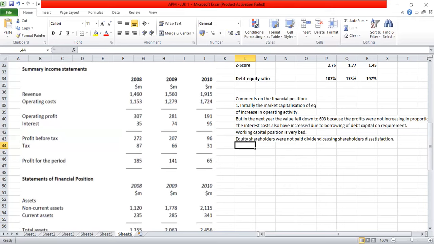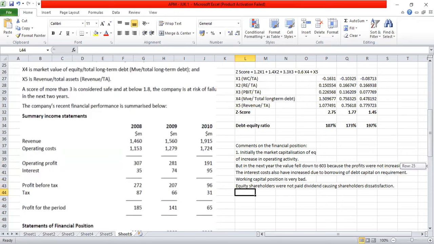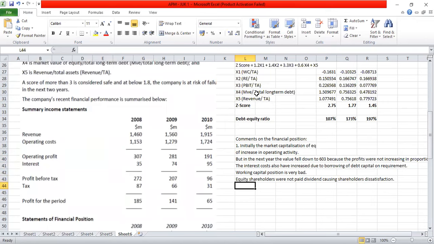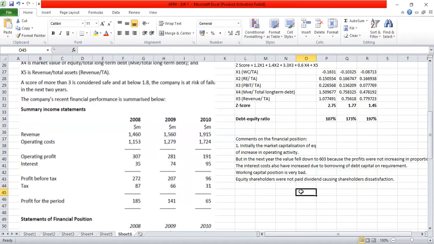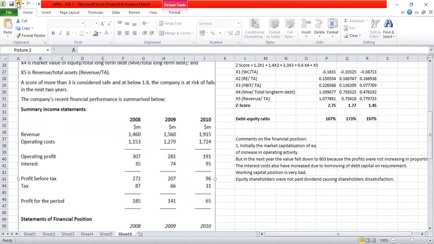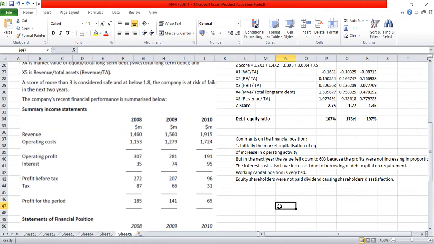Okay, so we see that these points, then X3 is also not doing good. See, great importance is given to X3 because the coefficient is 3.3. So the profitability position should be good. When the profitability position is good, if they are doing very well in terms of the profit, the profit that is available before interest and tax, then we can comment that yes, the position of the company is good, but that itself is not good. See, the PBIT is 307, 281 and 191.